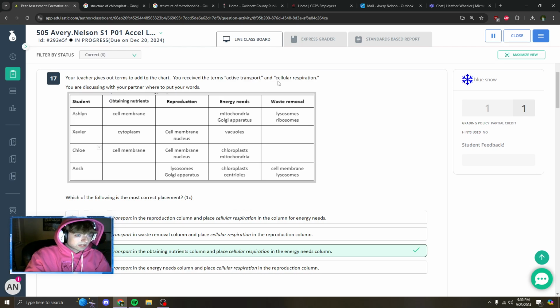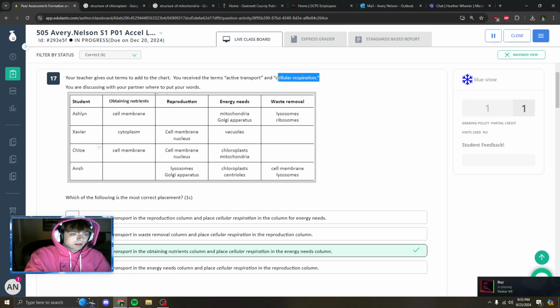Then I need to put cellular respiration in the right category. B says putting it into reproduction. C says putting it into energy needs. Well, what is cellular respiration? That is the process of breaking down food and turning it into energy. So that is the definition of energy needs. Cellular respiration has nothing to do with mitosis, with the cell dividing. It has everything to do with energy needs.